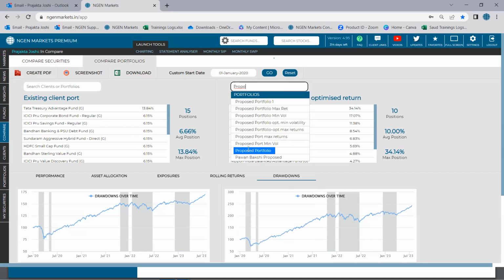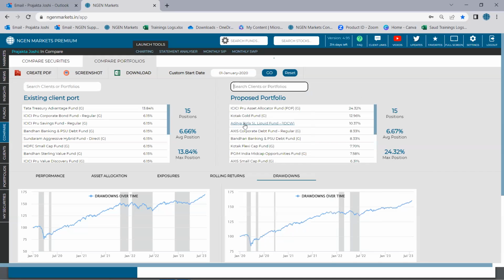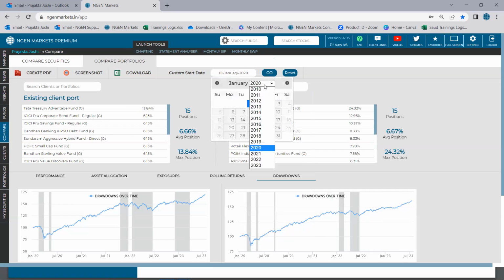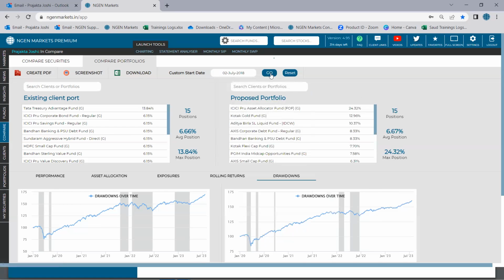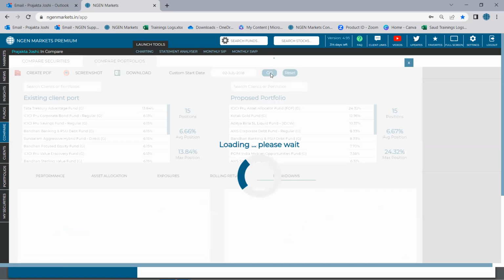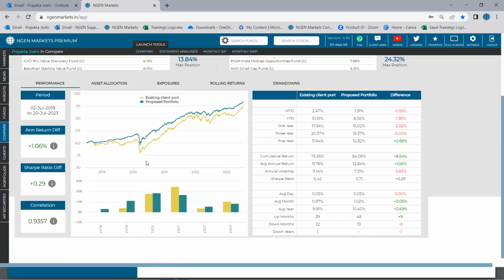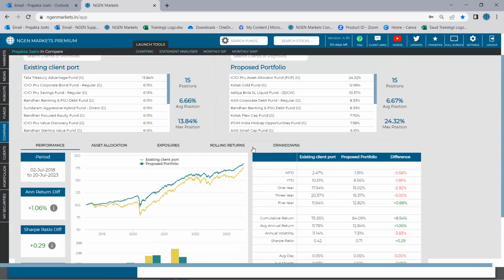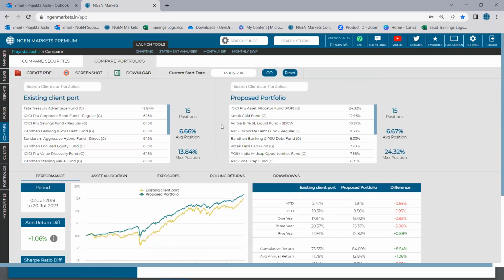Once you load this portfolio, highlight that this analysis is from, let's say, 1st of July 2018, and click on go. Then you can highlight the performance of these two portfolios and what the differentials would be. You just have to head over to the performance chart, and this is how it will show up. Once this is generated, you can then directly head over to creating reports out of this.